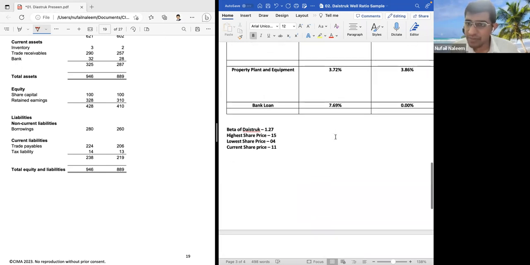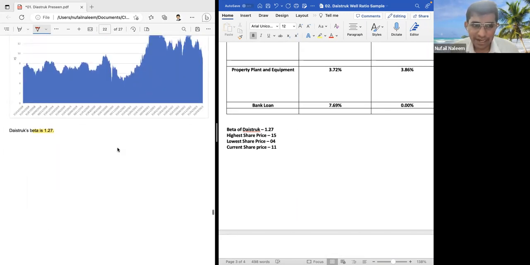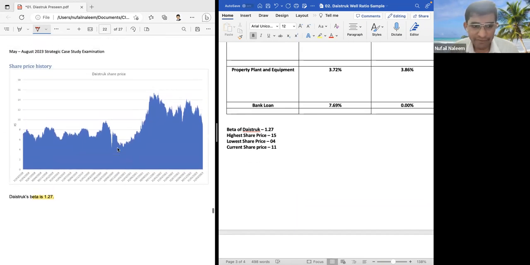Now, students, before I go into the ratio analysis, I want to give you some key insights of our shareholding position. Our beta factor is 1.27. Now, students, if the beta is more than 1, the entity specific risk is high. So I'll write down here, students, entity specific risk is high.